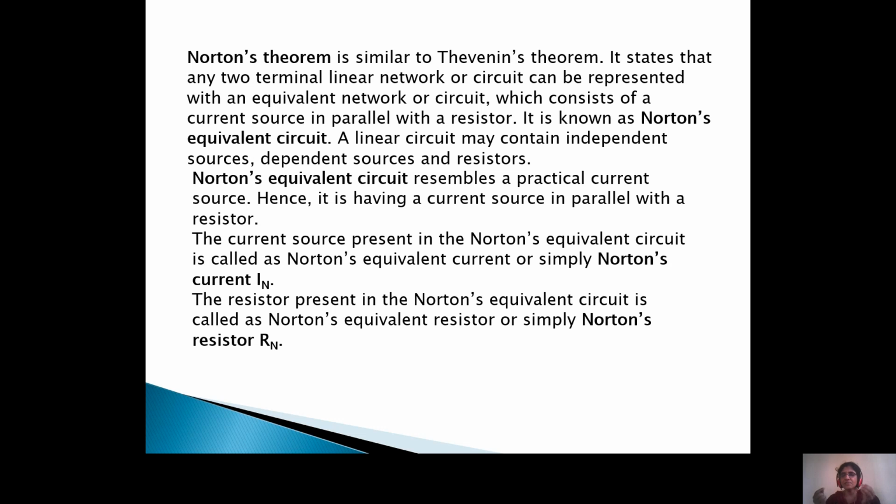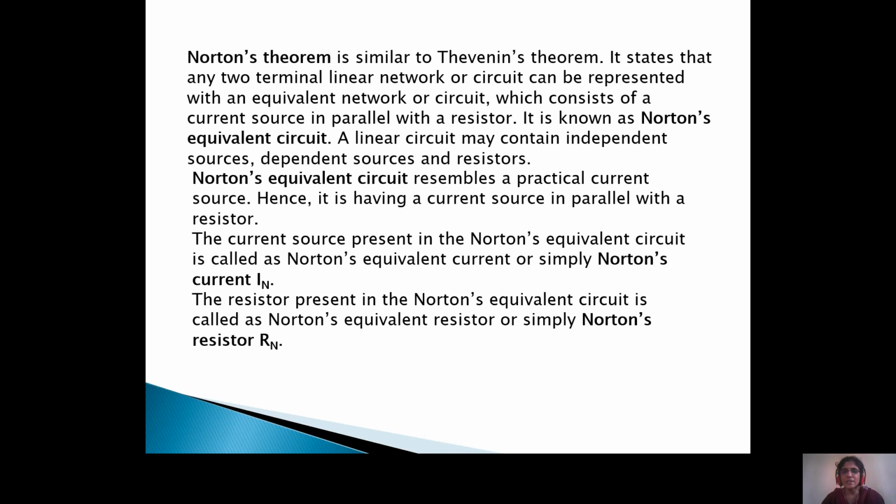In Thevenin's theorem, any linear network containing current sources, voltage sources or resistances has to be converted into a single voltage source with a series resistance. Here, whatever sources or resistances are there, we have to convert them into a single current source in parallel with a single resistance. So Norton's equivalent circuit has a current source in parallel with a resistor.